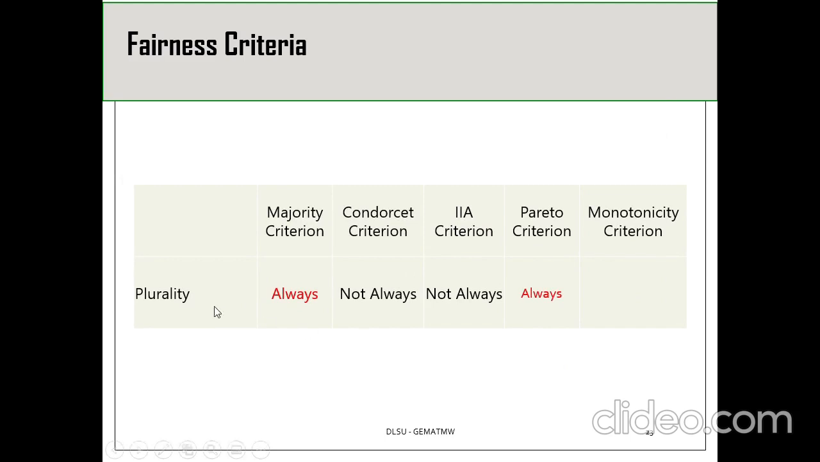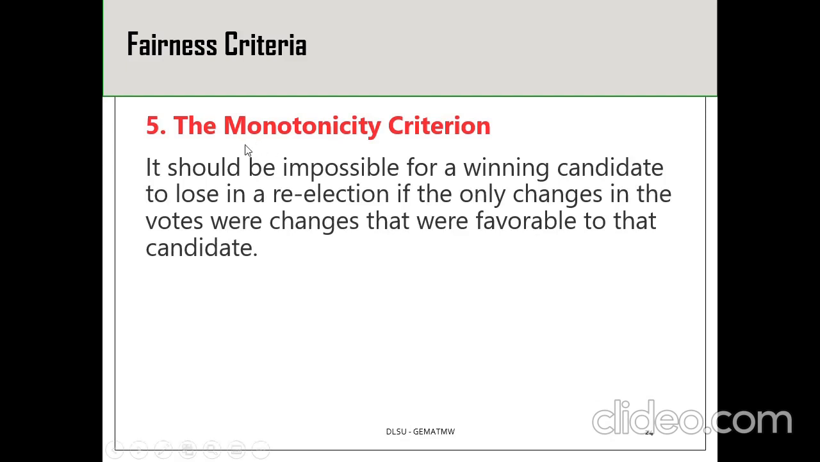Okay, next, let's scrutinize the plurality method under monotonicity. According to the monotonicity criterion, it should be impossible for a winning candidate to lose in a re-election if the only changes in the votes were changes that were favorable to that candidate. In other words, if the changes that we make are only favorable to the winning candidate, then the re-election would result with the same winner.